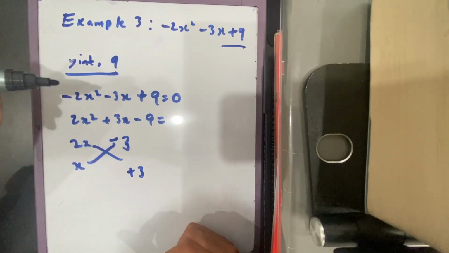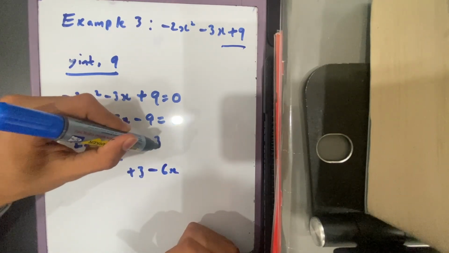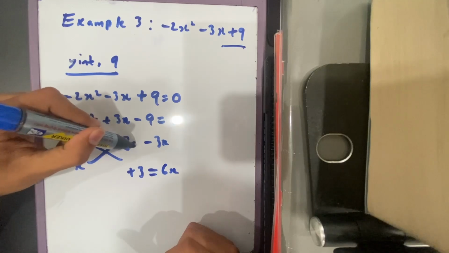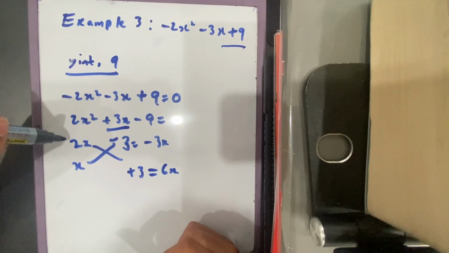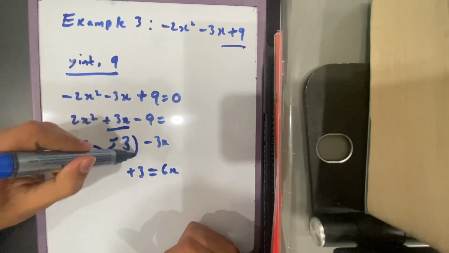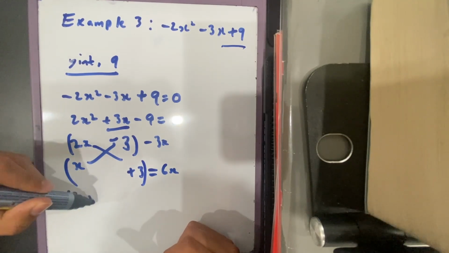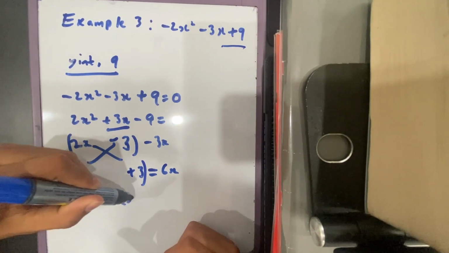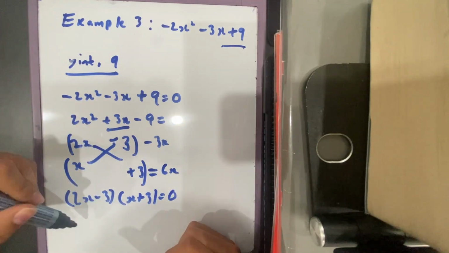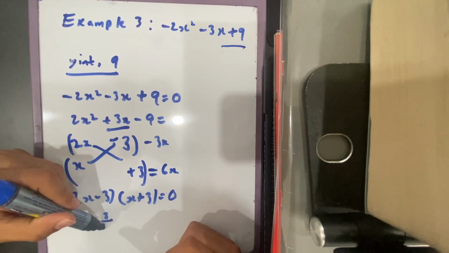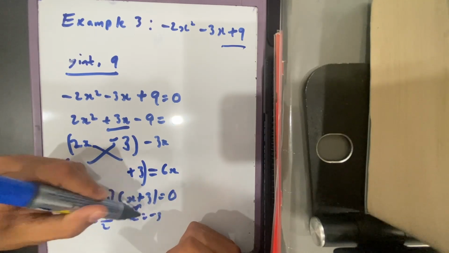6x minus 3x. So this would be 6x and this would be minus 3x. That gives us 3x here. So this works. But how to factorize this, you would take these brackets. And it would be (2x - 3)(x + 3) = 0. Now we're done. We can just write x equals 3 on 2 from here, and x equals -3 from here.